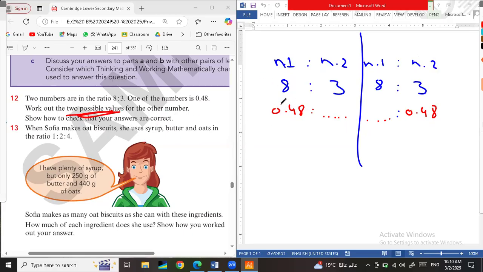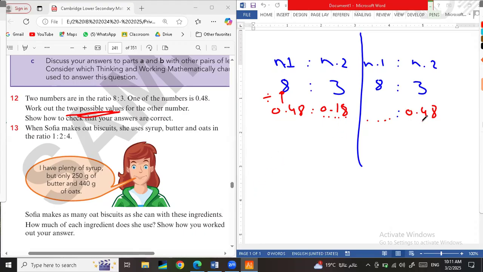Let's do this. We go up, division. 0.48 divided by 8 is 0.06. Well, just a second, 0.48, if you divide it by 8, it's going to give you exactly 0.06. Multiplied by 3 is going to become 0.18. This is actually the first value.